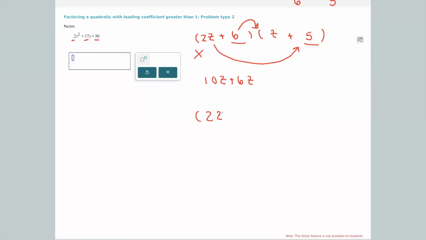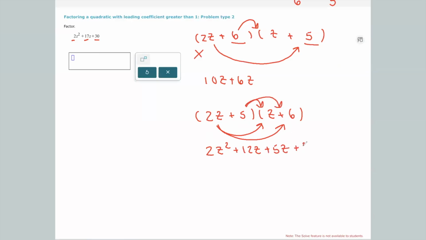But what if we switched the order? So plus 5 times z plus 6. Now let's do the outer terms first. So I get 2z squared plus 2z times 6, it's going to be 12z, plus 5 times z, so plus 5z, and then plus 5 times 6, plus 30. Now notice 12z plus 5z gives me 17z. So that tells me that this is the correct answer.